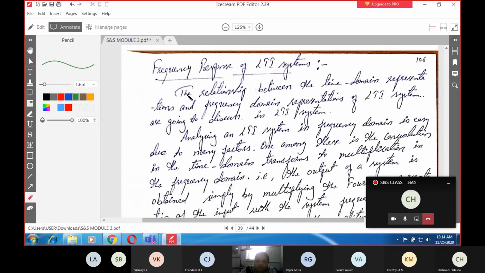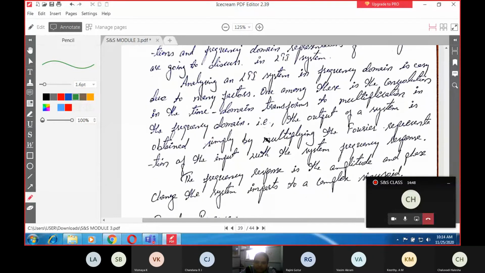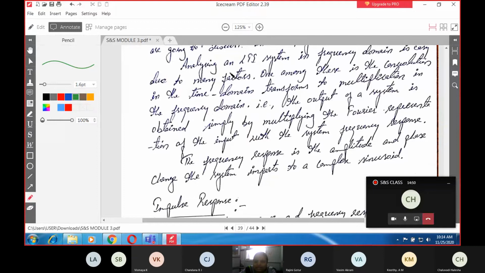Then about the frequency response of the LTI system. We will define what the frequency response is going to be. The relationship between the time domain representation and the frequency domain representation of the LTI system is going to be discussed in this LTI system. Analyzing an LTI system in the frequency domain is easy due to many factors. One among these is that convolution in time domain transforms to multiplication in frequency domain.